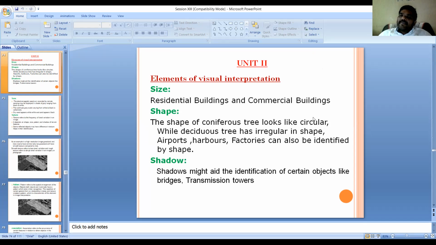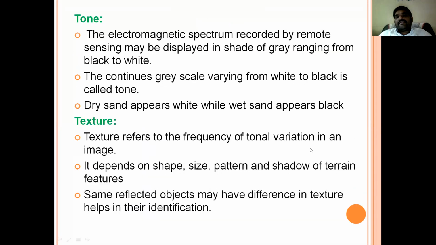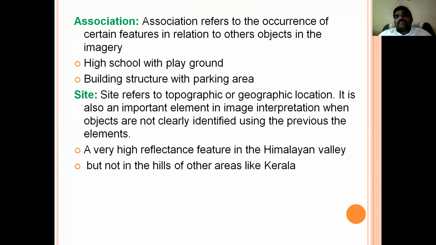Hope you understood that concept very well. Based on the key elements like size, shape, shadow, pattern, association, tone, texture, site, we are able to analyze the data. After this topic, we entered into the digital. In the previous instance, based on the key elements, the analyst used to interpret what type of object it might be by seeing the spatial data.